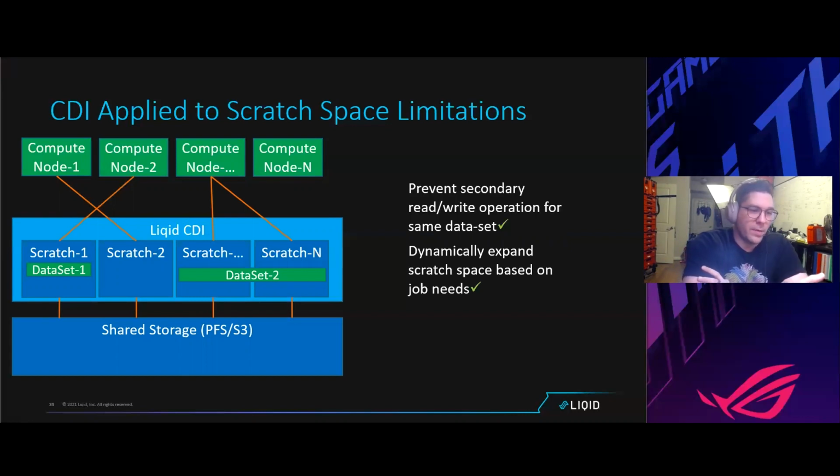Well, with Liqid, all you have to do is you just say, hey, I'm going to take this scratch space, which is basically an SSD of some sort, and I'm going to map it over here to compute node. And now I have room to mount the entire data set and on the scratch disk dynamically do my job, and then I can return my resources to the pool.